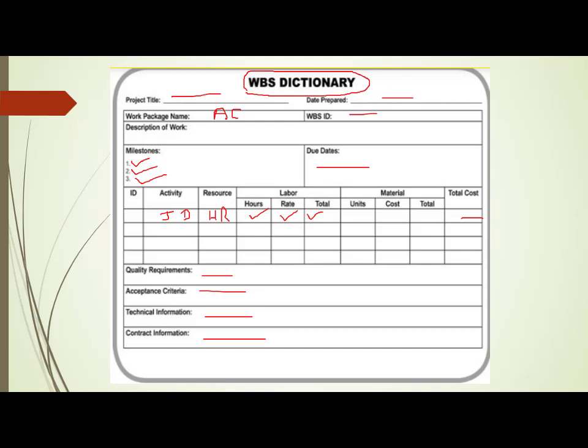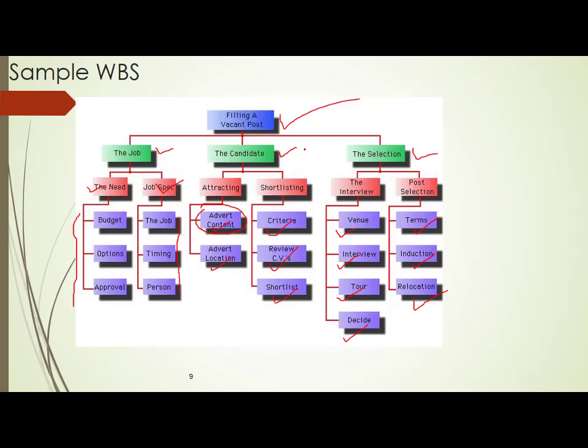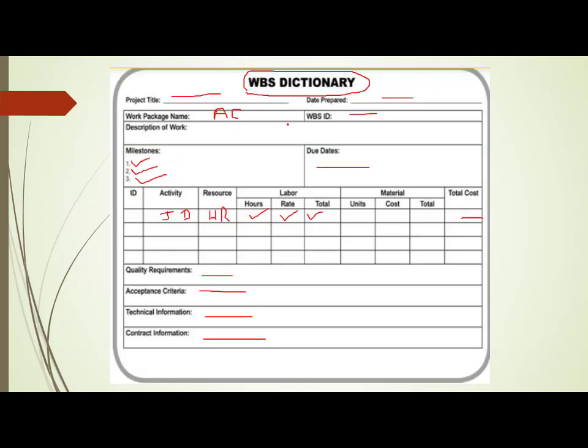And suppose you are outsourcing that work package to somebody else, then you may even have to mention the contractual information. That is called a service level agreement. So the WBS dictionary plays a vital part in your WBS. So you should have two things. One is you should have a WBS, and that WBS should have a WBS dictionary as well.